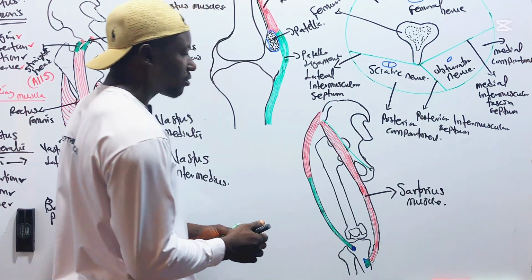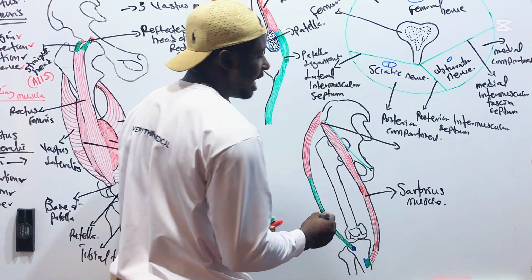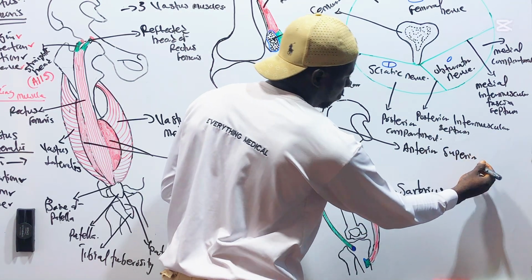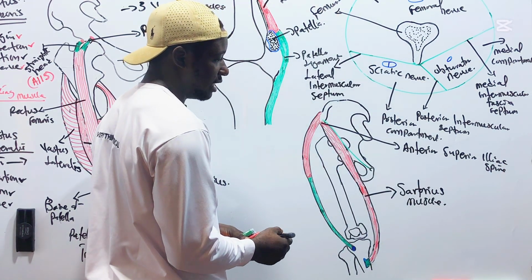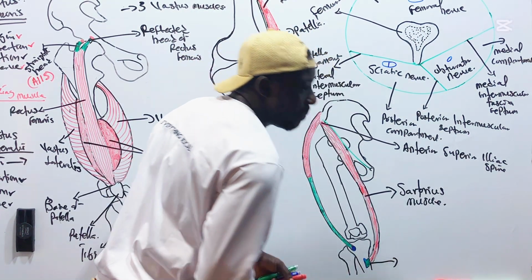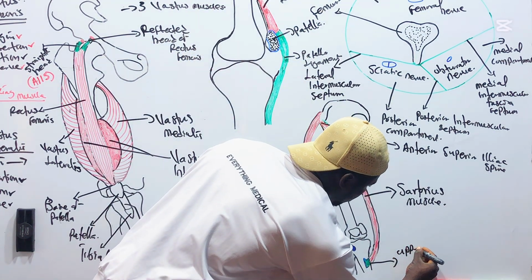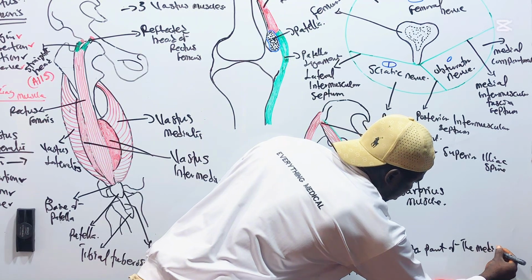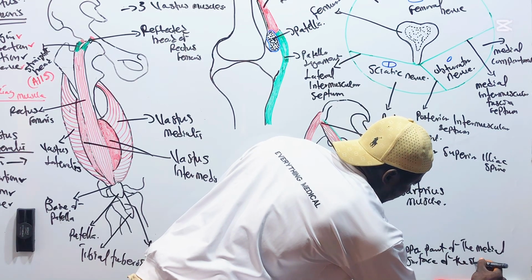This sartorius muscle originates from the anterior superior iliac spine. That is the origin. You get? It then inserts, the insertion now, at the upper part of the medial surface of the shaft of the tibia.